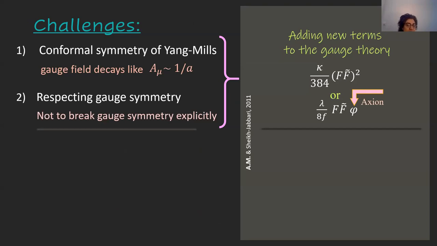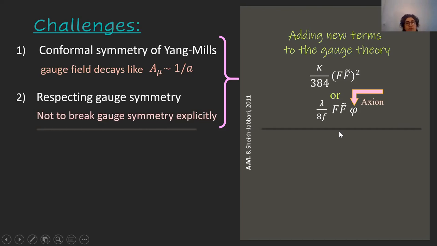Normal gauge fields, when they are only given by the Yang-Mills theory, act like radiation. So with the scale factor, the energy density will decay like 1/a^4. And remember that the scale factor is increasing exponentially during inflation. So it means that our gauge field will decay exponentially. So in order for the gauge field to contribute to the physics of inflation, first off, conformal symmetry should be broken. Since we're dealing with gauge fields, we are not free to break it however we want. We need to respect the gauge symmetry.